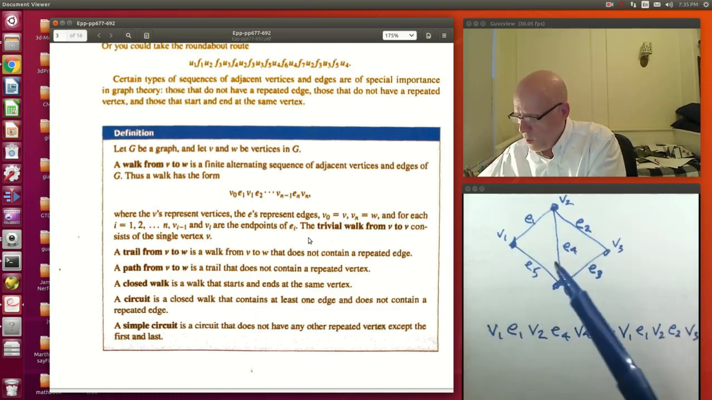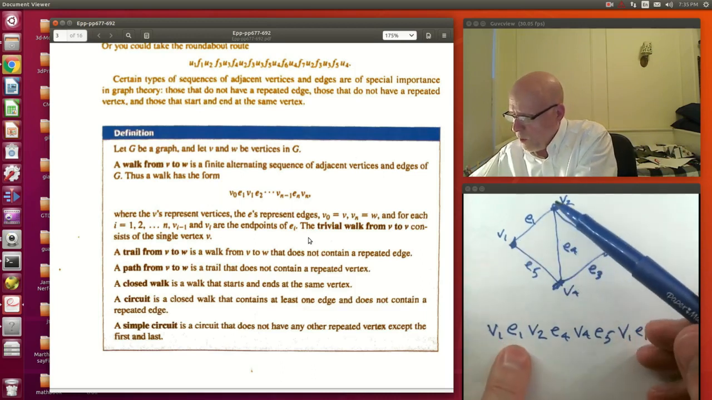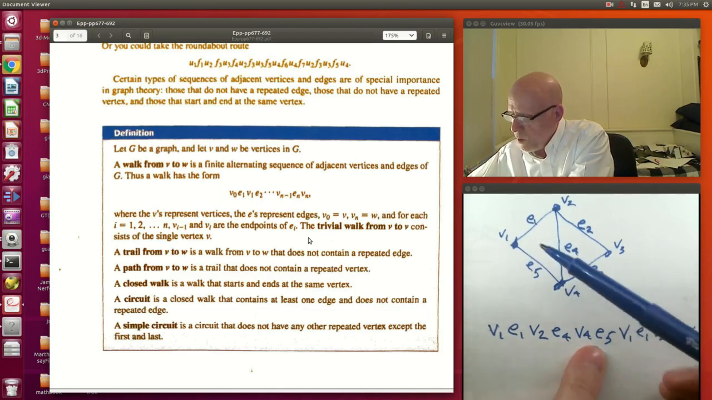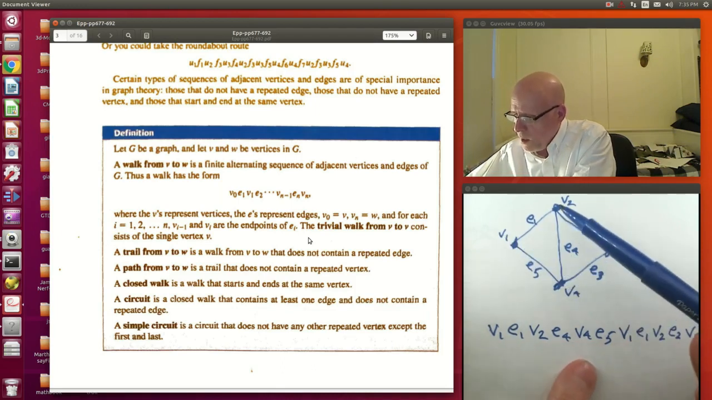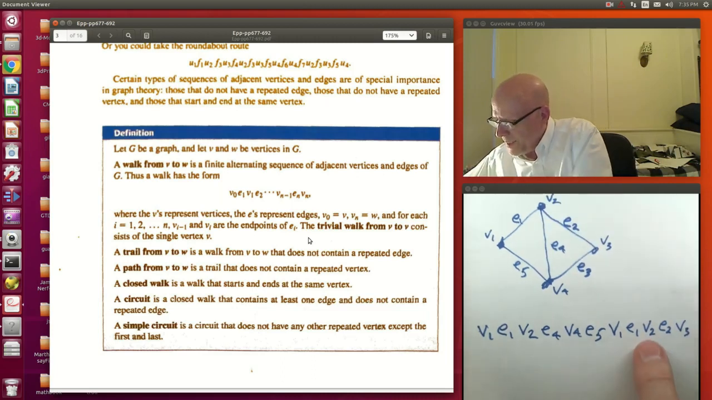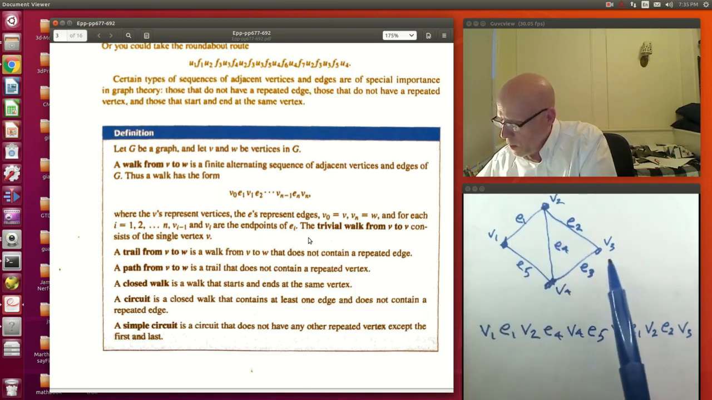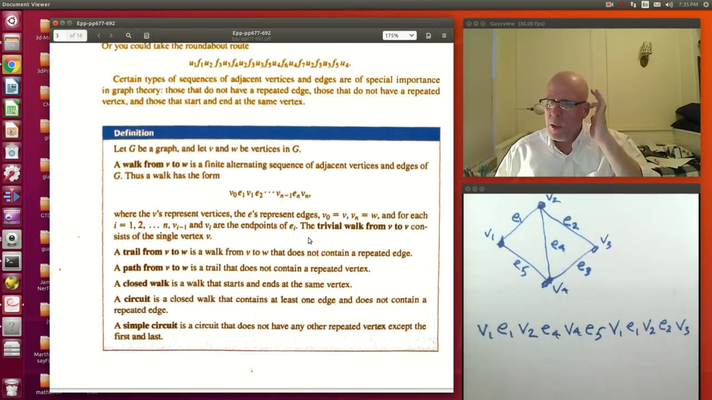Let me just try to trace that again. 1 via edge 1 to vertex 2, then via edge 4 to vertex 4, then edge 5 back to vertex 1, then edge 1 out to vertex 2, then E2 to vertex 3. You get the idea, right? Not a smart way to get there, but it's still a walk. So walks can be very ambling. You don't have to go directly from where you started to where you wanted to be. That's an example of a walk.